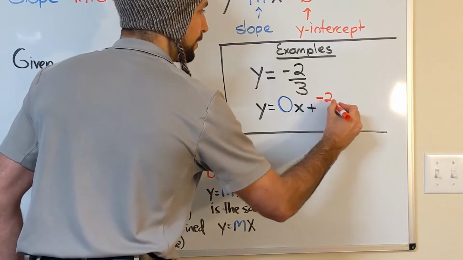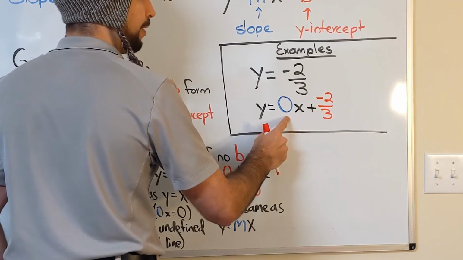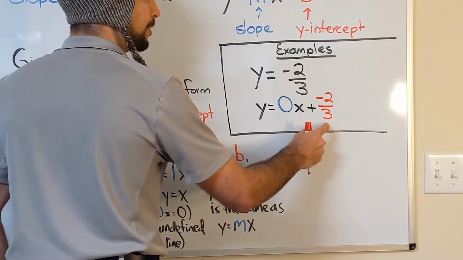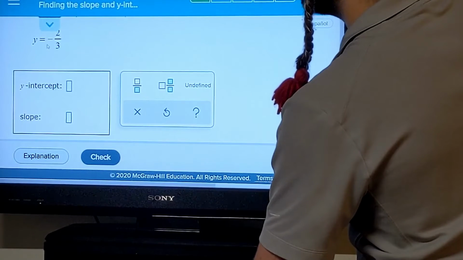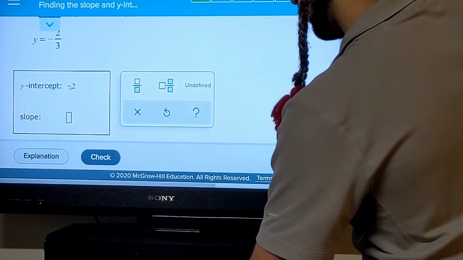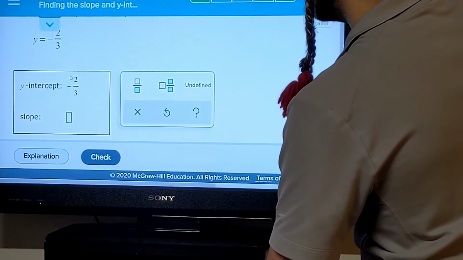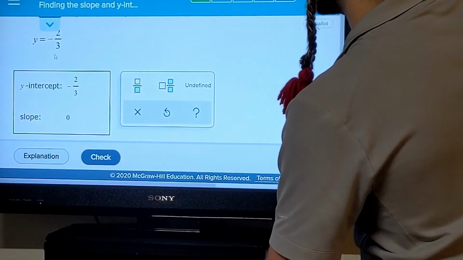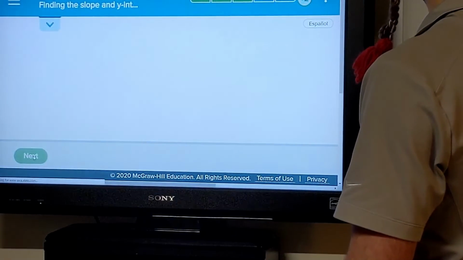Let's put negative 2/3 in red to remind us that our slope, our m, is 0, and our y-intercept, our b, is negative 2/3. So because we didn't have an x here, we won't have a slope, it'll be 0. But our y-intercept was negative 2/3. And our slope here, again, had to be 0. We had to multiply by 0 to get that x to go away. Excellent.